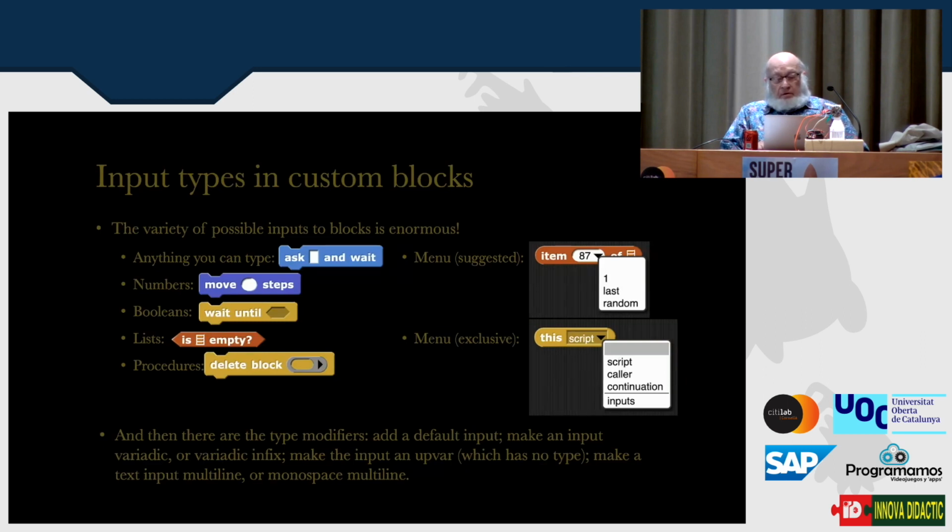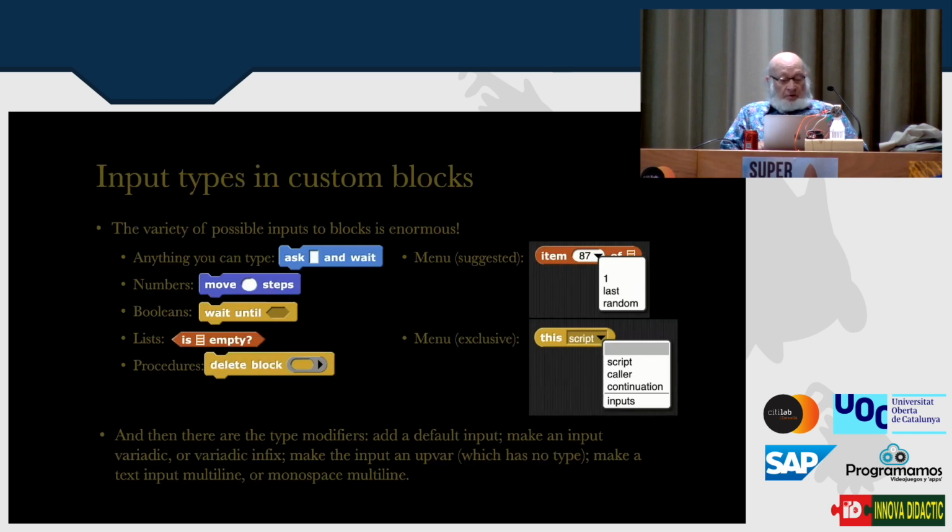Now, you can drop a reporter on top of this input. You can always do that in Snap. But if the reporter doesn't report one of these four words, you're not going to get a very interesting result. So that's, what do I have here? 1, 2, 3, 4, 5, 6, 7 types. And then there are various modifiers to a type. You can add a default input. So this usually says move 10 steps when you see it in the palette. That 10 is a default input.